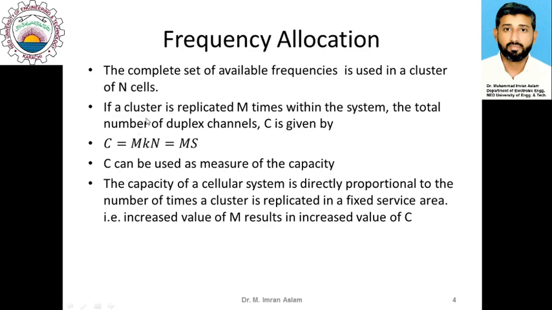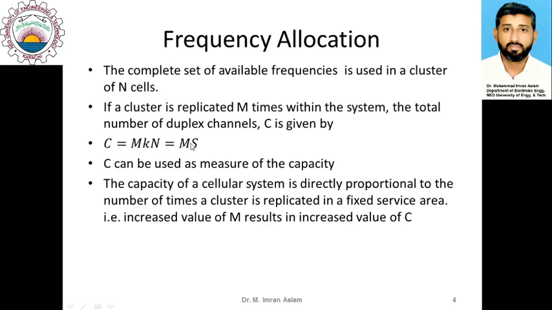So let us assume that the cluster is replicated M times. So M represents the number of times the cluster is replicated to cover the entire region. The total number of full duplex channels that can be obtained in this scenario is given by this expression: C is equal to M K N, where M is the number of times the cluster has been repeated in that area, K is the number of channels associated with one cell, and N is the number of cells in a cluster.